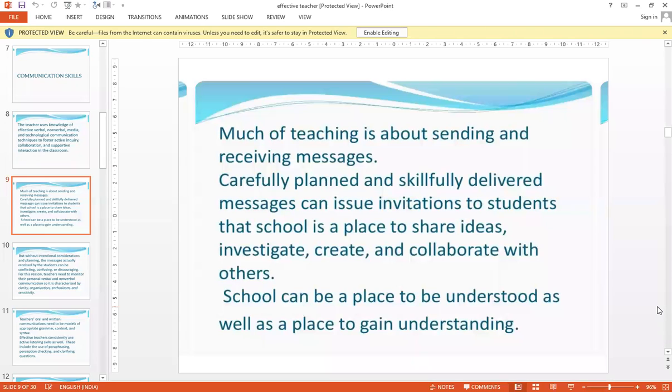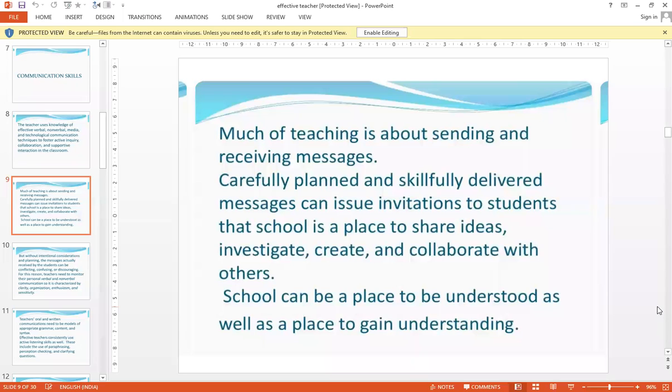So we should make our school such a place that children not only understand themselves, but it is also a place to gain understanding.